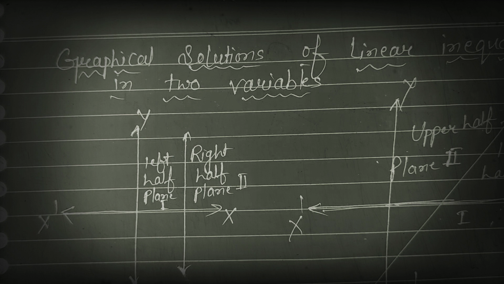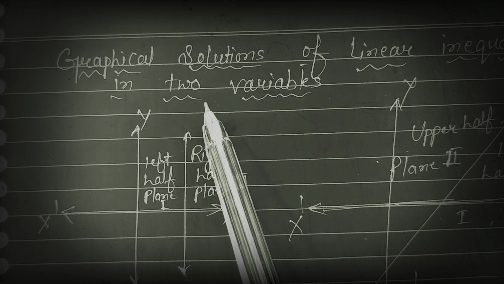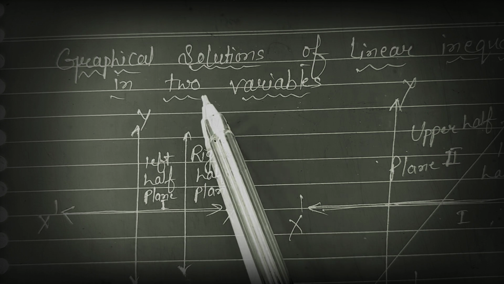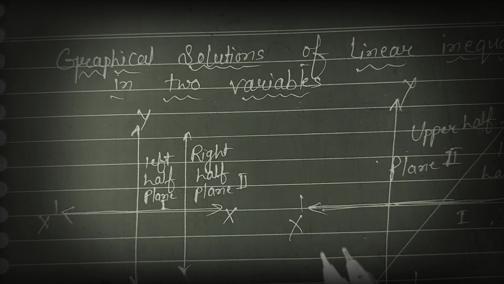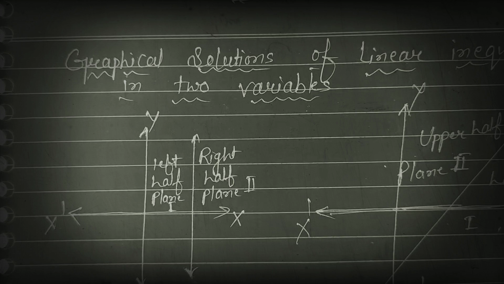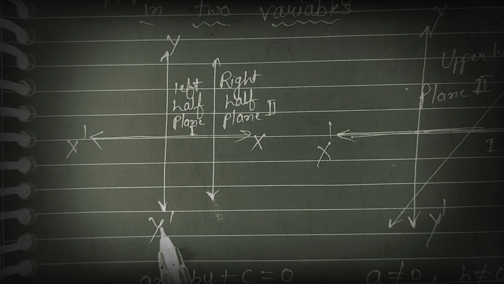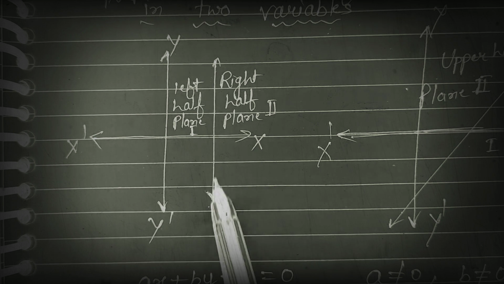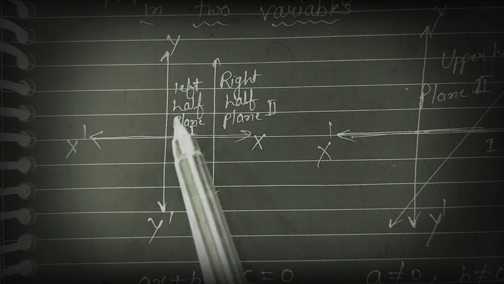Hello everyone. Today we will discuss graphical solutions of linear inequalities in two variables. And in the last video we discussed graphical solutions of linear inequality in one variable. So here, suppose this is the x-axis, this is the y-axis, this is the Cartesian plane, and this line is the graph of a line which divides the plane into two parts.